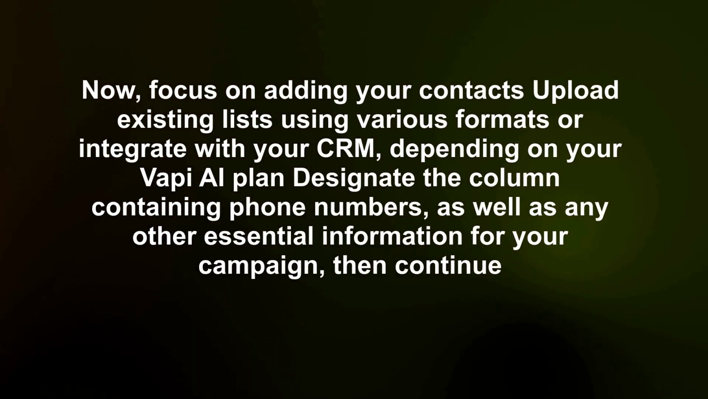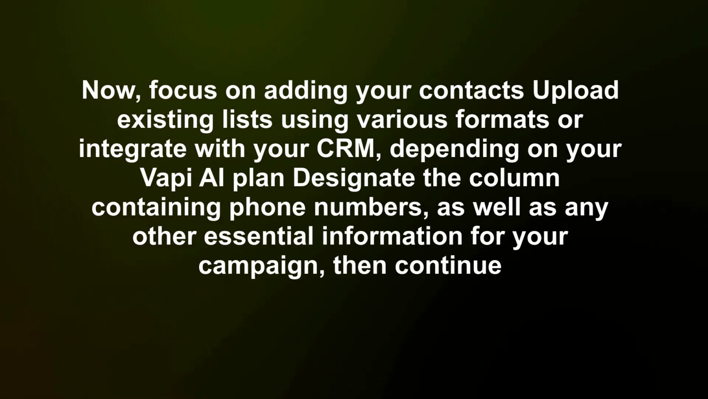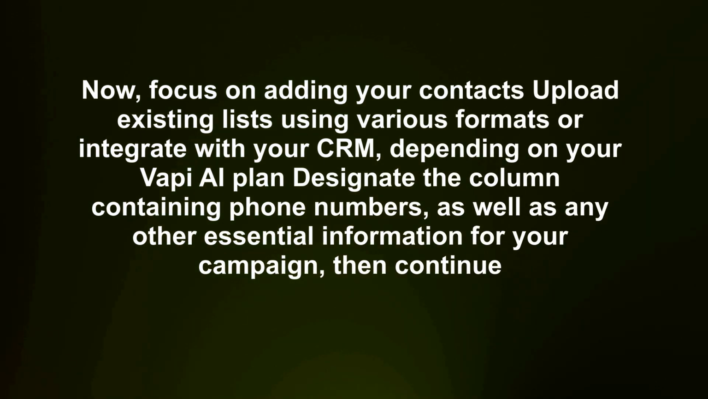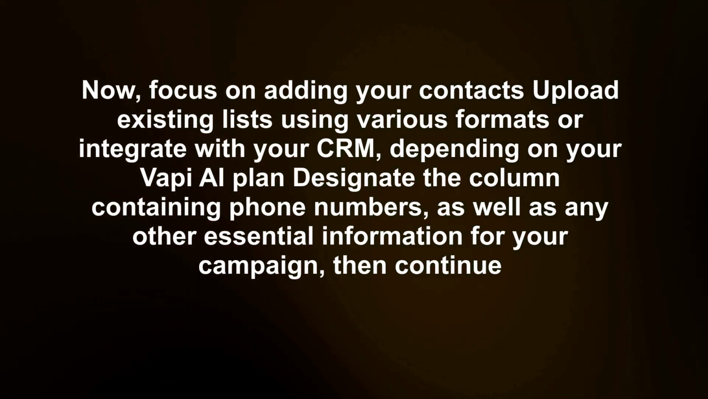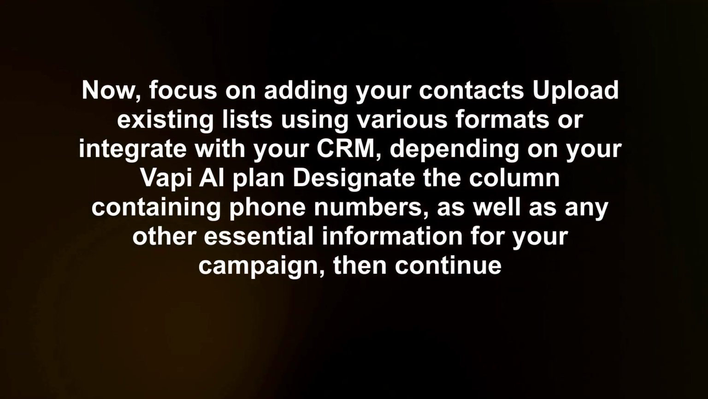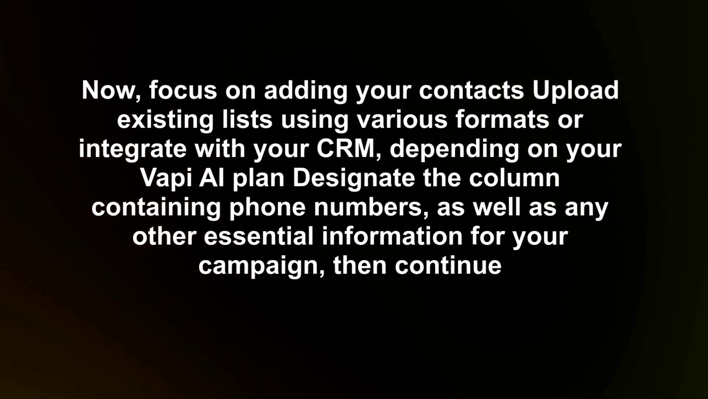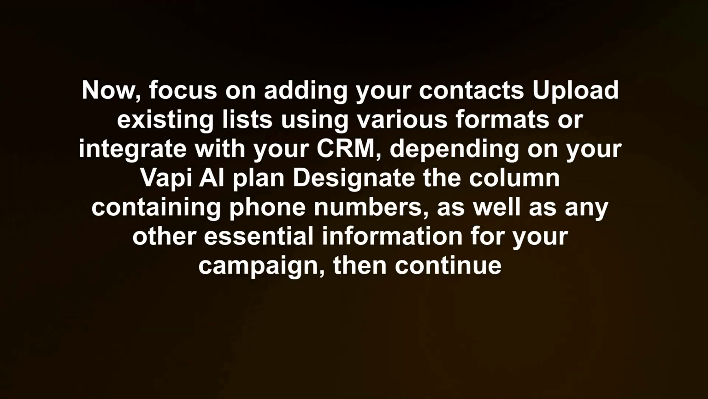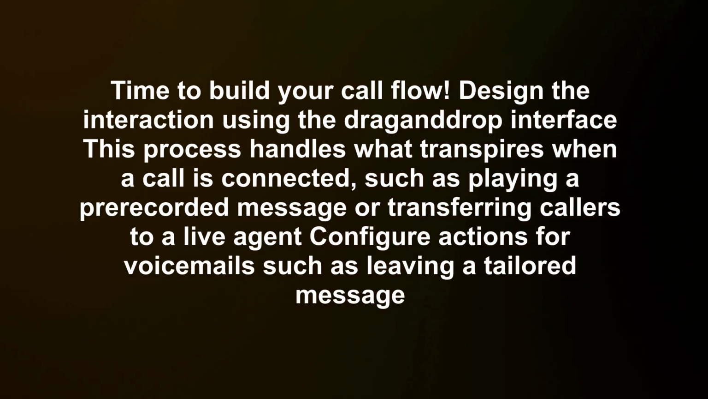Now, focus on adding your contacts. Upload existing lists using various formats, or integrate with your CRM. Depending on your Vapi AI plan, designate the column containing phone numbers, as well as any other essential information for your campaign, then continue. Time to build your call flow.